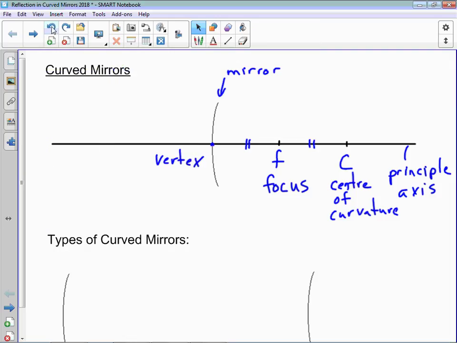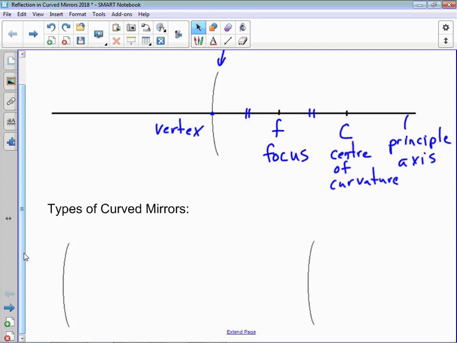Those are all the parts that we're talking about. Let's move on to look at the two different types of mirrors that we're going to be talking about. As I just talked about that circle that we're cutting our mirror out of, the type of mirror is going to depend on whether we're looking at the outside of that circle as a reflective surface or the inside. Sometimes the mirrors can be both.